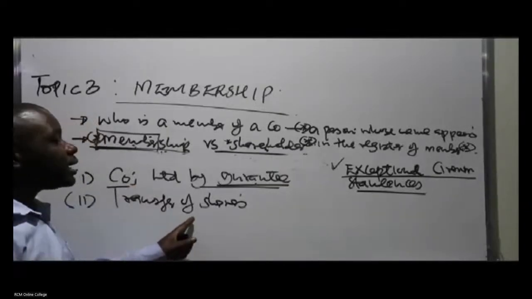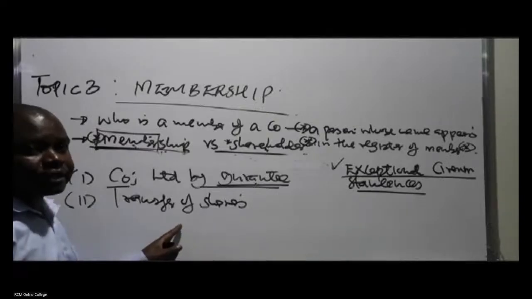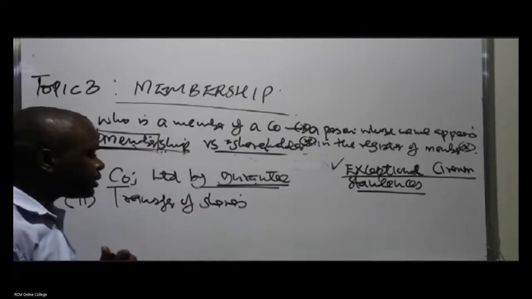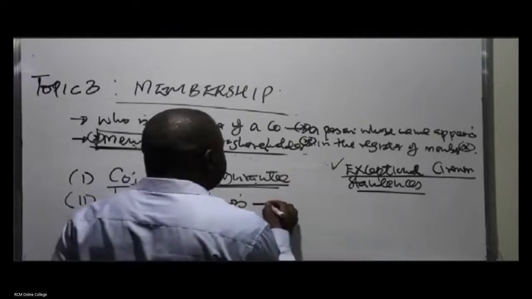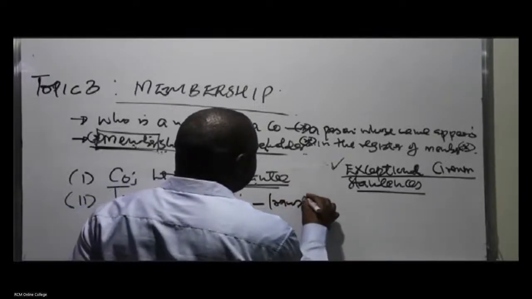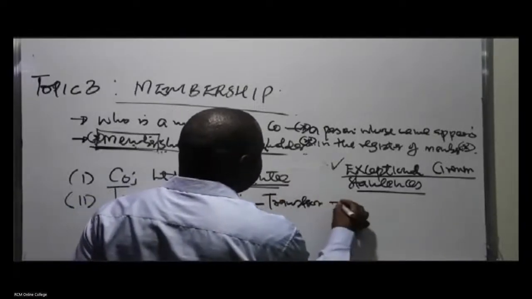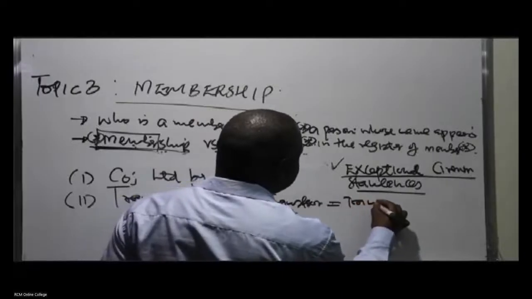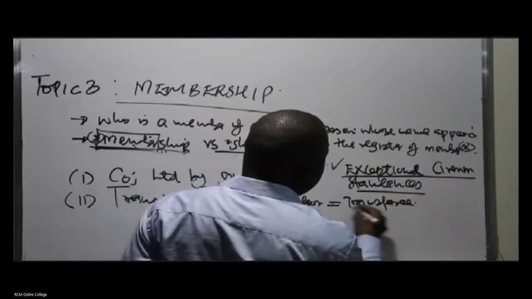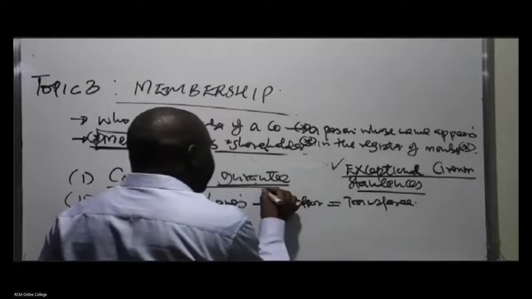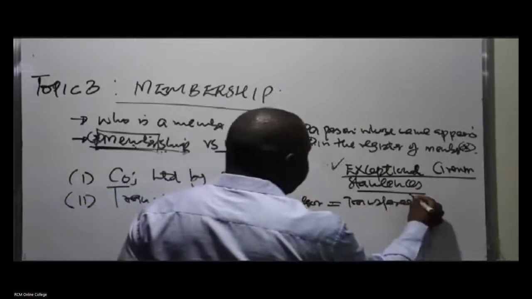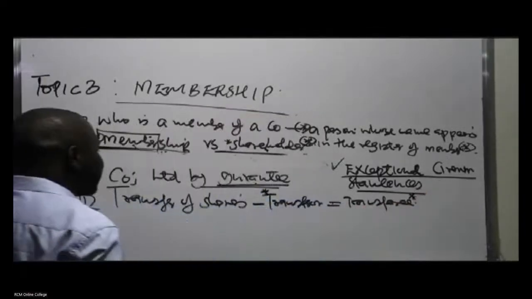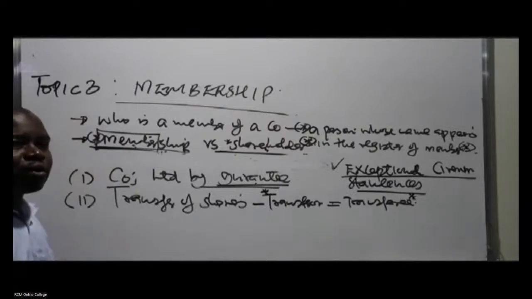A transfer of shares is an agreement or a contract between two parties to transfer shares amongst themselves. One of the parties is normally known as the transferor, and the other party is the transferee. What you'll eventually realize is that transfer of shares is a process. It's not a one-day event.